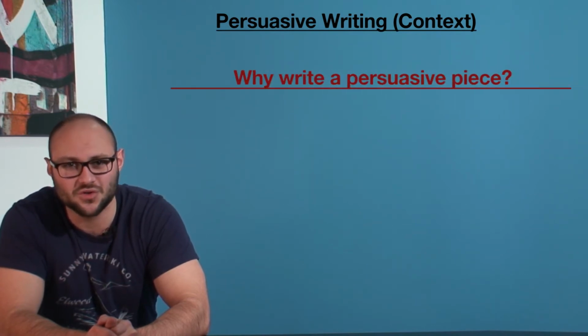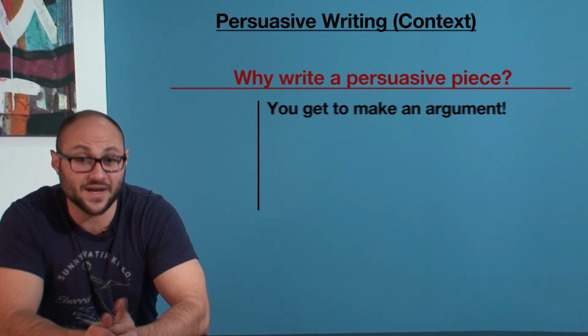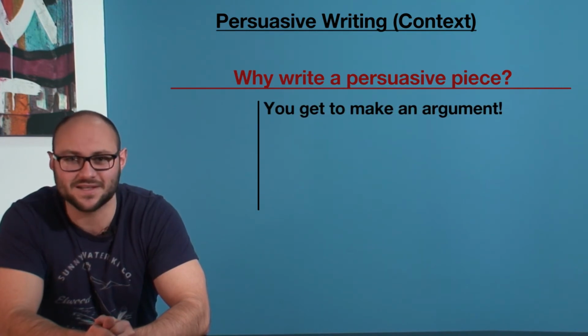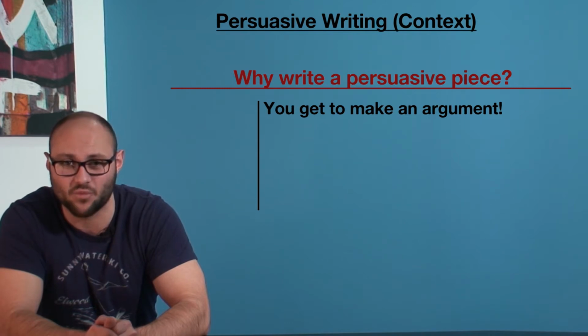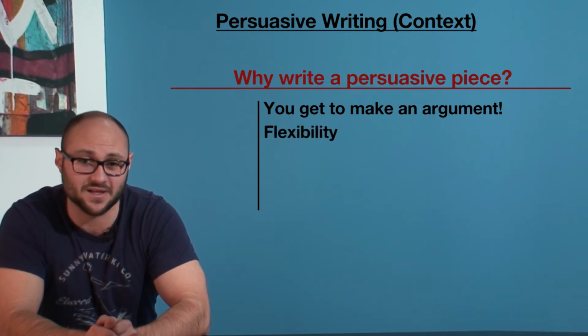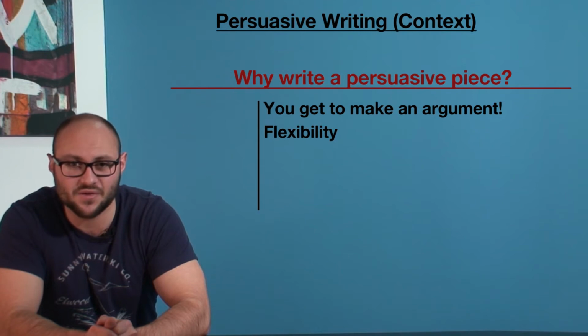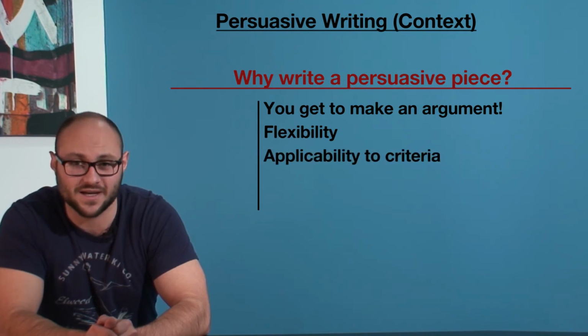Firstly, why would you choose to write a persuasive piece? You get to make an argument. This means you get to utilize all of your skills from language analysis to try and persuade someone of what you have to say. Flexibility. Like expository writing, there is no set structure for persuasive writing, so it can be twisted to suit you and any prompt.